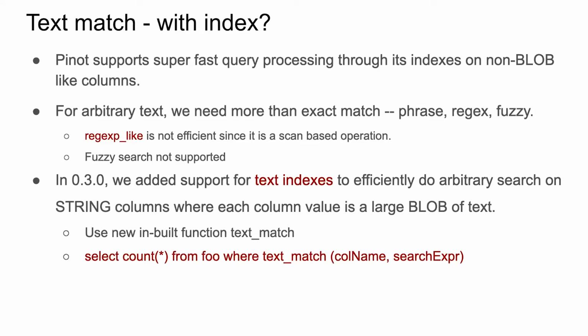So in the latest release of Pinot, we added support for text indexes to do efficient regular expression searches on string columns, where each column value is generally a blob of heterogeneous text. To use the text index, you need to use a new inbuilt function called text match, where the first argument is the column name on which you have created the text index, and the second argument is the search expression.